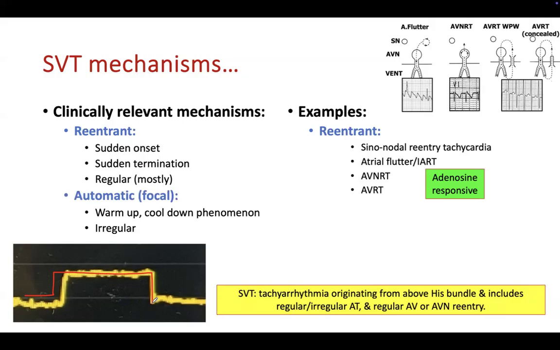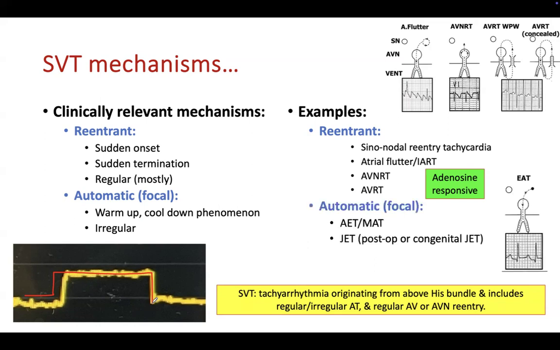The other clinically relevant mechanism for SVT is automatic or focal tachycardia, in which there is gradual onset and gradual offset of the tachyarrhythmia, and it is often irregular. Examples are atrial tachycardia or junctional tachycardia, in which you have one focus that is firing, often irregular, and often the onset is gradual and the offset is also gradual. It's not a 100% rule, but very common.